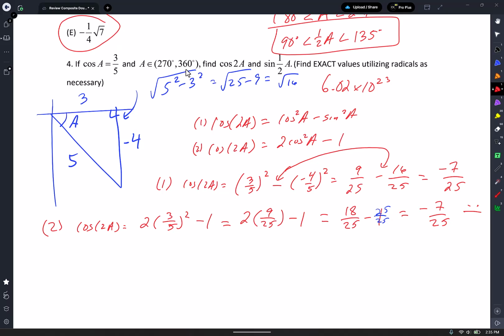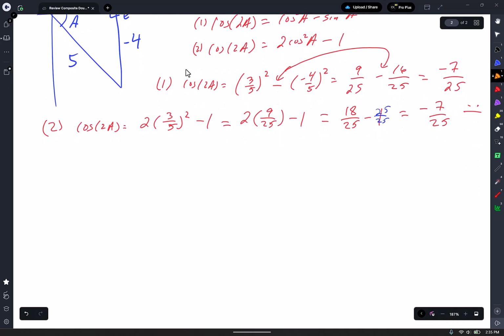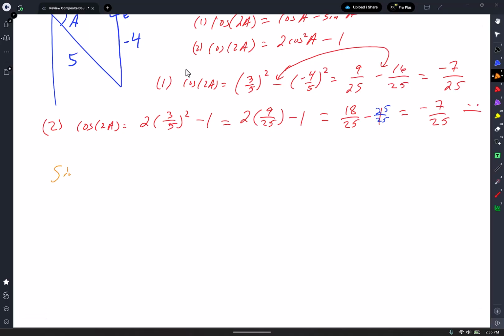We're not done. We got one more. I'll do it in burnt orange. Sine half A. So I'll do it back here, guys. We're almost done, guys. Don't worry. We'll let you guys loose in a little bit. Sine of half A equals, give me the formula, guys. Plus minus.